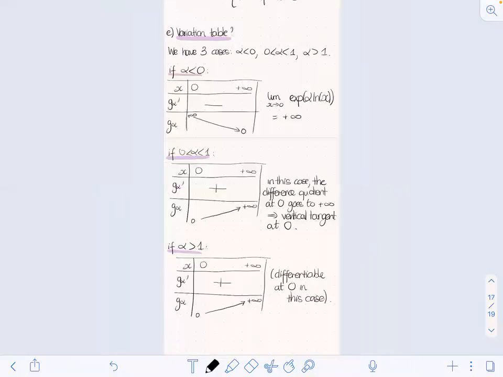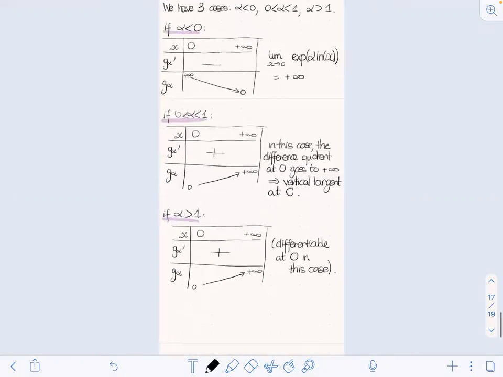Okay. So that's it regarding the variation tables. And the final thing that we're going to do regarding these functions now, before we graph them, is give the convexity and or concavity of these two functions. So let's take a look at this.